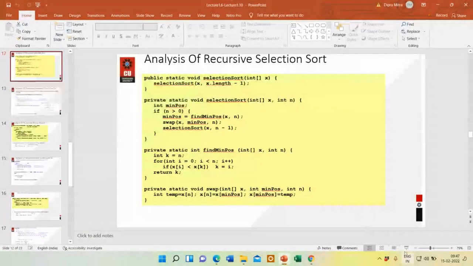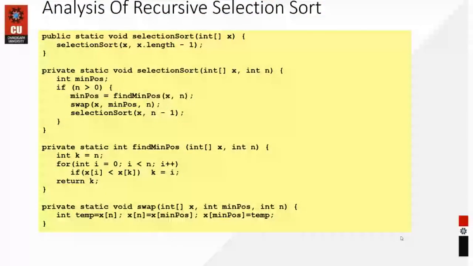Yes, I was discussing this topic last day. In this case, you need to find the minimum element, and you need to do the swapping, right? For finding the minimum element, we need to initialize an array. You can see private static void selection sort.